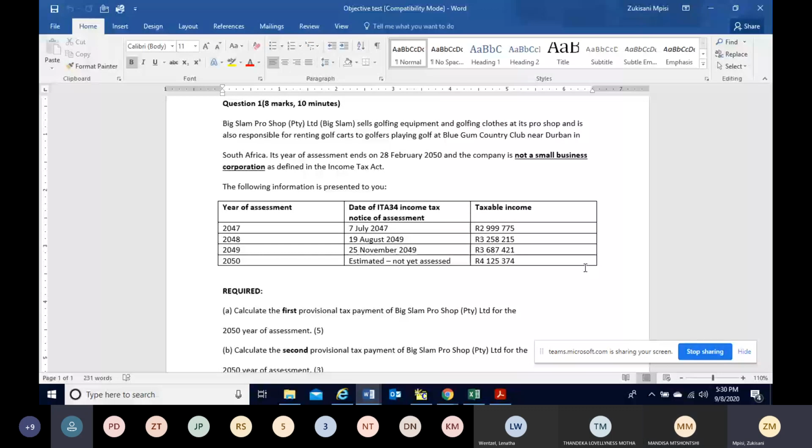With regards to the exam, how is the exam going to be set out? Is it going to be multiple choice?